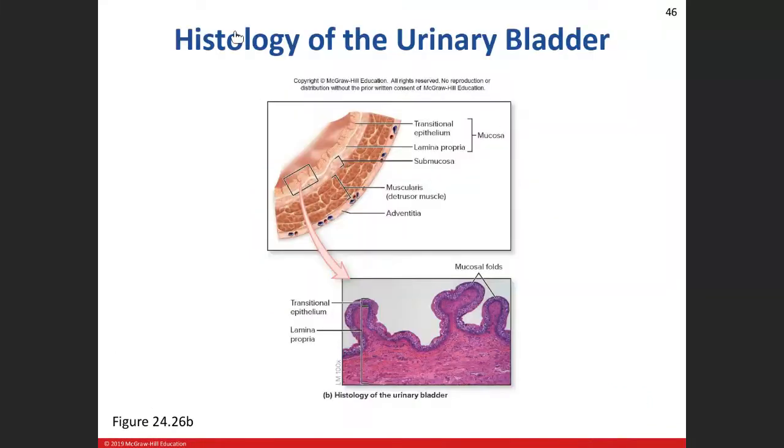So here you can see the different layers for the urinary bladder. The innermost layer is the epithelium, the mucosal layer, which is made up of the lamina propria right below it. And then we have our submucosa, that has connective tissue in it, and then the muscularis, that's where our detrusor muscle is. That's that smooth muscle that helps to contract the bladder. And the outer layer is the adventitia. So you can look here on our microscope. You can see that transitional epithelium that lines the rugae here.